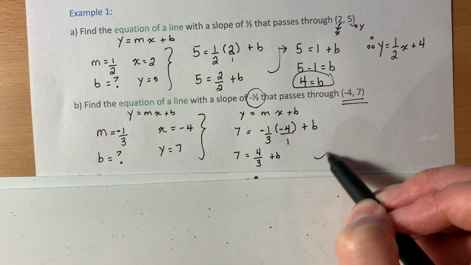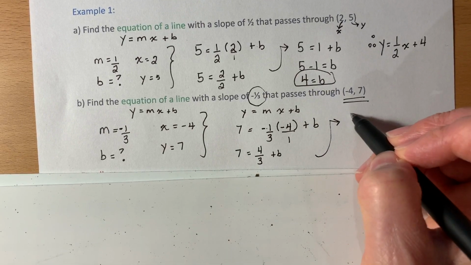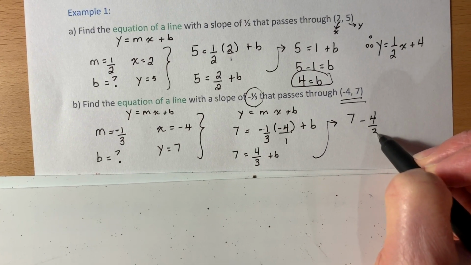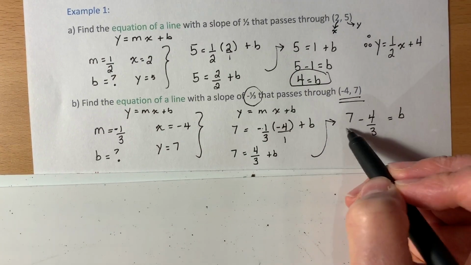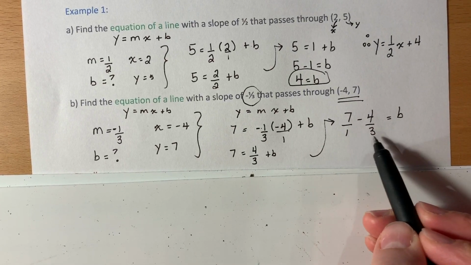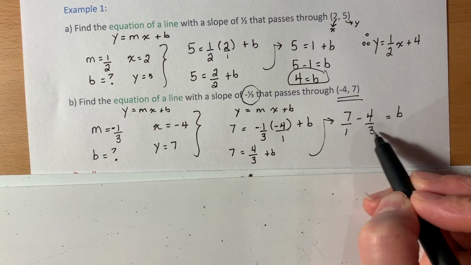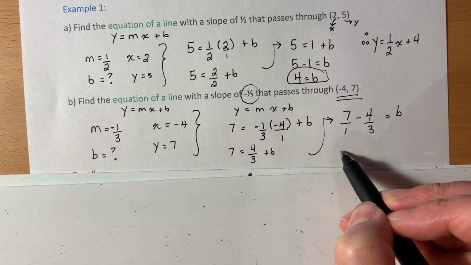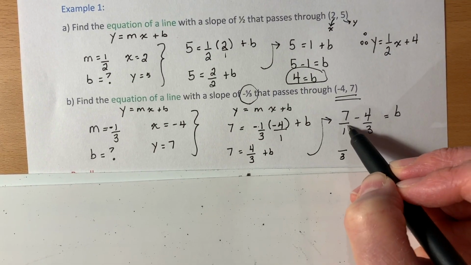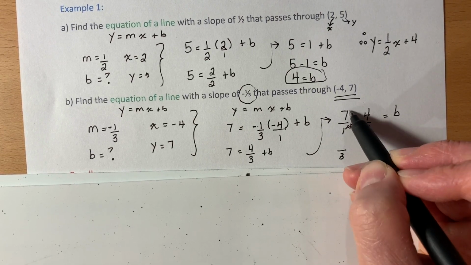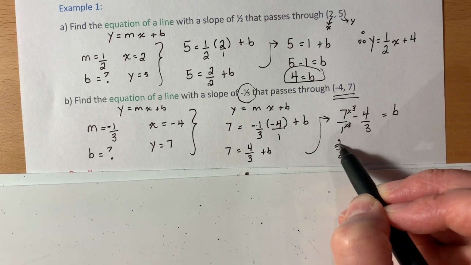Now I figure out what b is. Move the 4 over 3. Now I am subtracting. When I subtract, I need to find a common denominator. Anytime you add or subtract, you need a common denominator, which my common denominator here would be 3. This was multiplied by 3 to get 3, so I multiply the 7 by 3 to get 21.